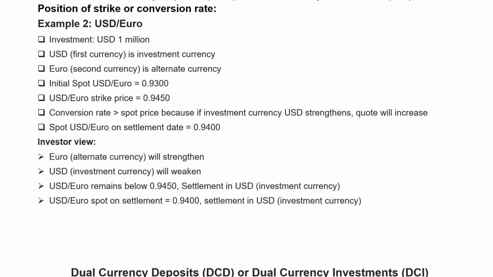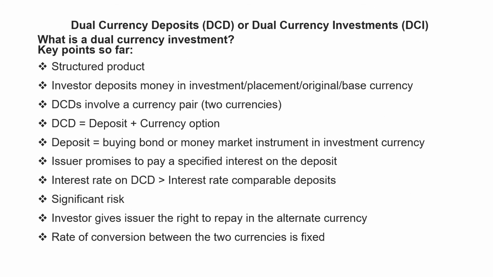Based on the above examples, let's summarize the key points about DCDs and DCIs. A DCD is a structured product where an investor deposits an amount in one currency called the investment currency, or the placement currency, or the original currency, or the base currency. The DCD involves a currency pair, that is two currencies, and they have a deposit and a currency option. Also, the deposit could be in the form of a long position in a bond or a money market instrument denominated in the investment currency.